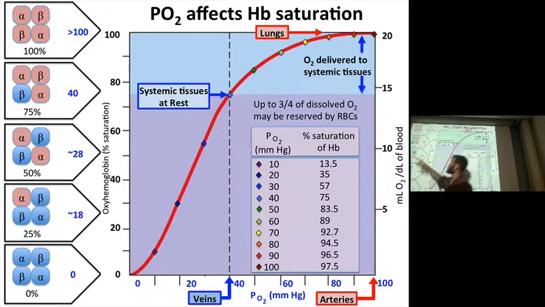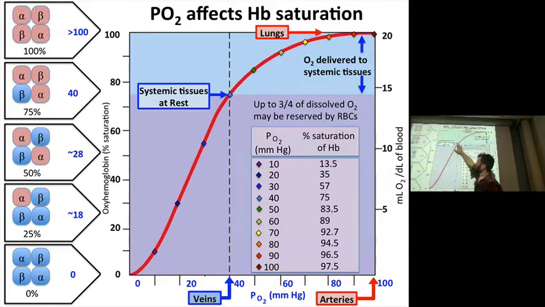So for every 100, there's going to be a 50, etc. Or for every 100, there's going to be some balance of the things on the other end. But on average, the vast majority of the hemoglobin are going to be at about 75% saturation, okay?